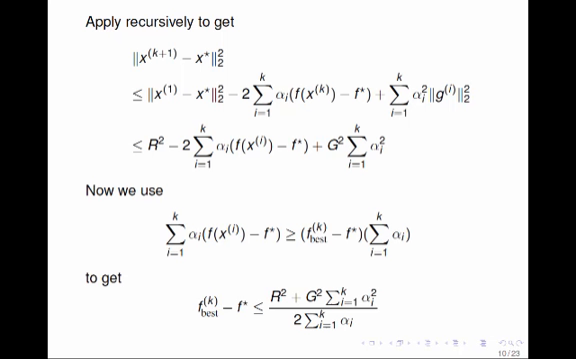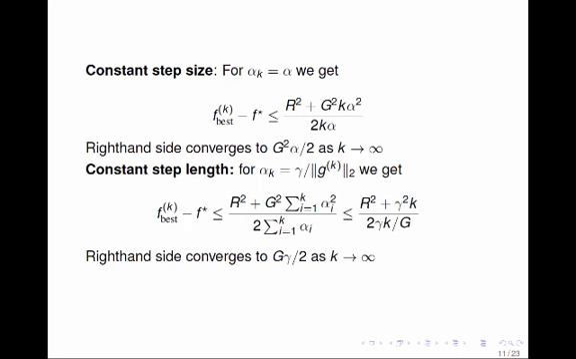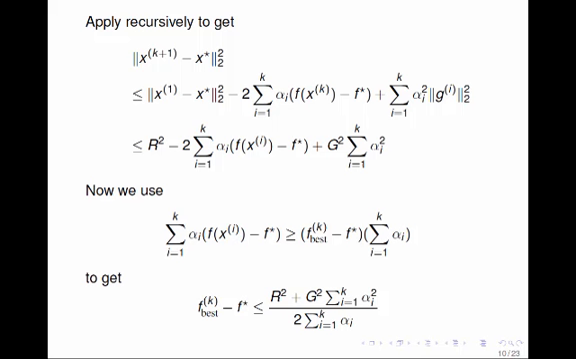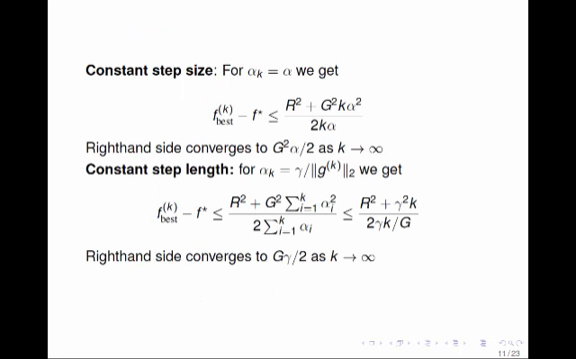For example, for constant step size, I know that f best that I arrive to minus f star after k iterations is bounded. I just plug alpha into all of the alpha i's. Again, for constant step size. And if I take this limit as k goes to infinity, I'm left with these two terms here. So f best minus f star cannot be greater than g squared alpha over 2. Same line of argument for constant step length. I get this right-hand side, and as I take the limit to infinity, I'm left with these two terms over here.